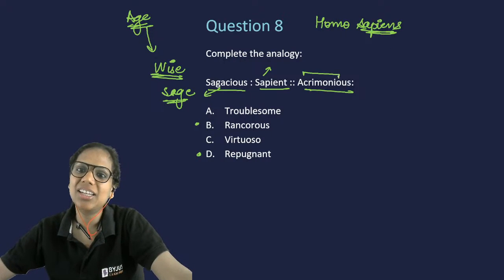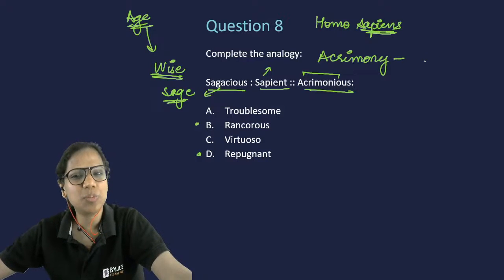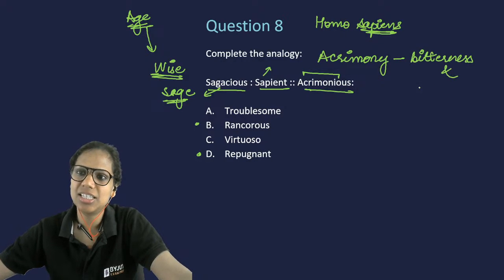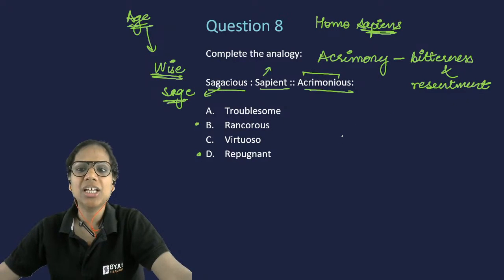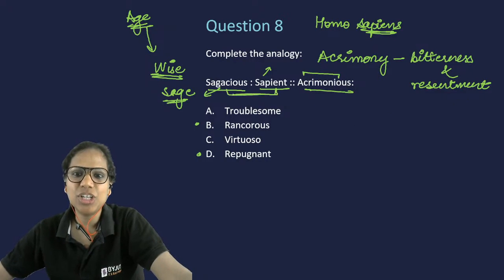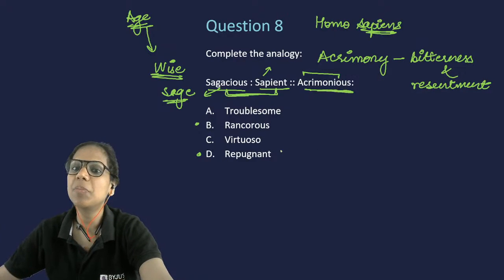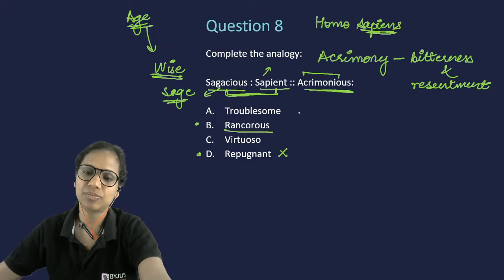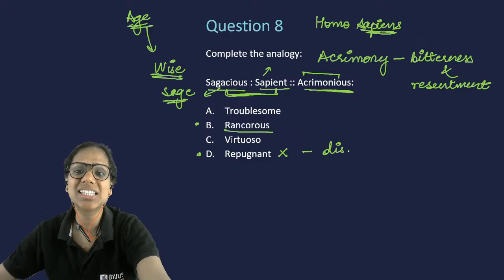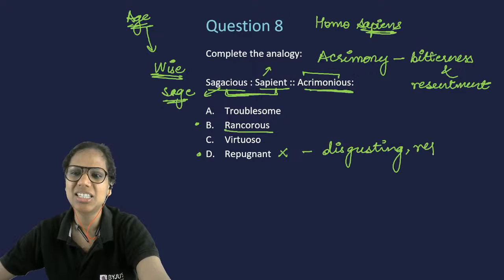Acrimonious. It comes from acrimony, which means bitterness, resentment, right? So, a feeling of acrimony towards someone is a feeling of bitterness and resentment towards that person. Here we are looking for synonyms. So the synonym of acrimonious is not repugnant, it is rancorous. Repugnant is disgusting. Something that is disgusting, something that is repulsive.